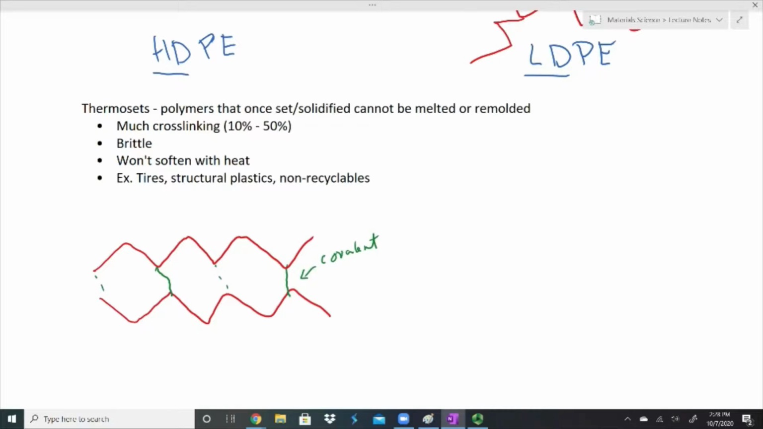I can't add some heat and then magically have these new covalent bonds just disappear because I decided to reheat it. Once those covalent bonds are made, they're as strong as the other covalent bonds in my original polymer, and I can't break just the new bonds and leave the old ones there. This one would be a cross-linked material.